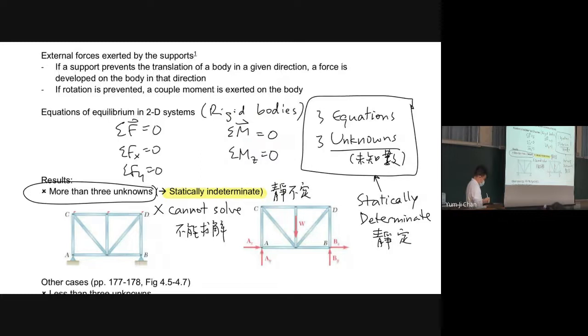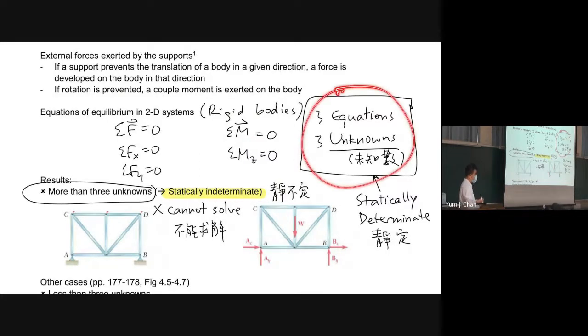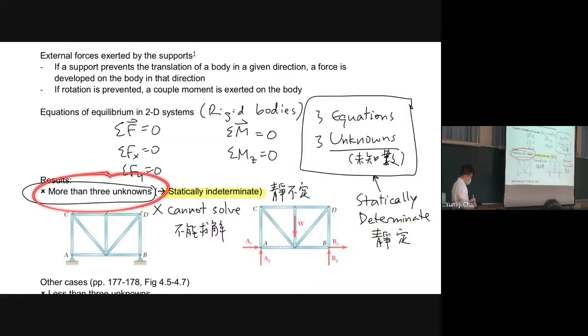So we have 3 equations and we have 3 unknowns. If we have only 3 unknowns, we call it statically determinate. But if we have more than 3 unknowns, we call it statically indeterminate. Okay. Now that is what we discussed on Tuesday.